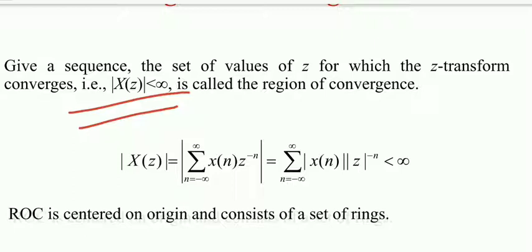So for a given sequence x of n, the set of values of z for which the z transform converges. For the z transform, convergence means the z transform exists. That means the z transform is finite. That's why it is less than infinity. Something which is less than infinity is known as finite. So the set of z for which x of z is finite is called the region of convergence. That means I must be able to find mod x of z.